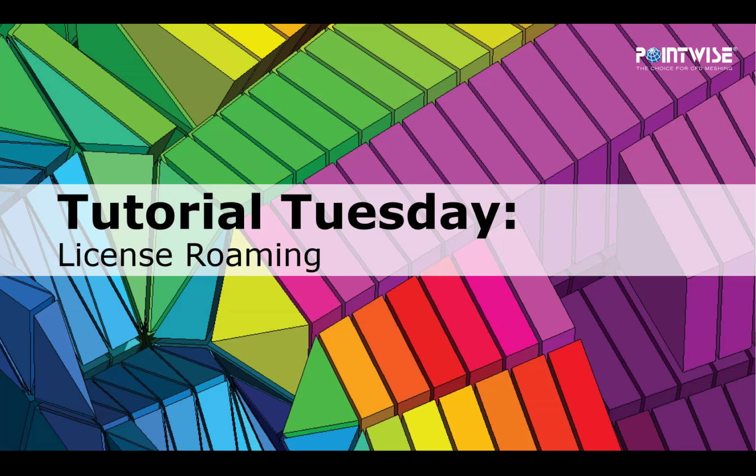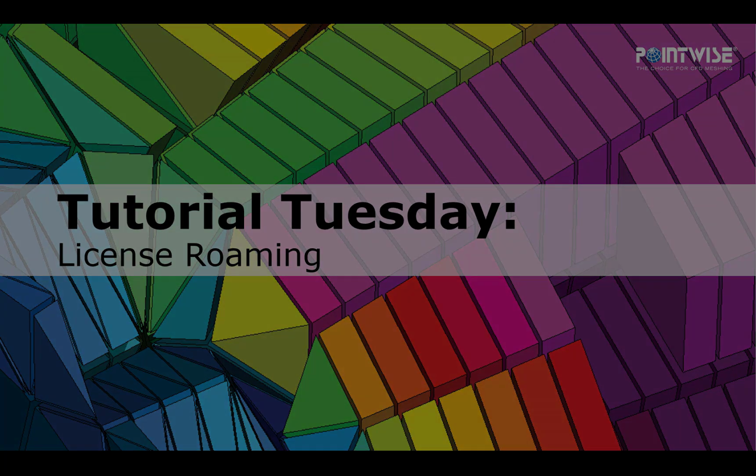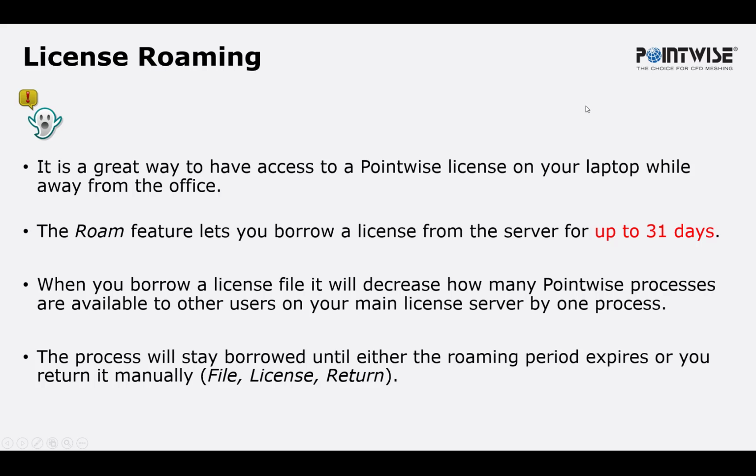In this video, we're going to show you how you can borrow a license from your main license server. Now, the feature I'm going to be talking about is called license roaming. This is a great way to have access to your PointWise license on your laptop while you are away from your office and you're not connected to the main network.